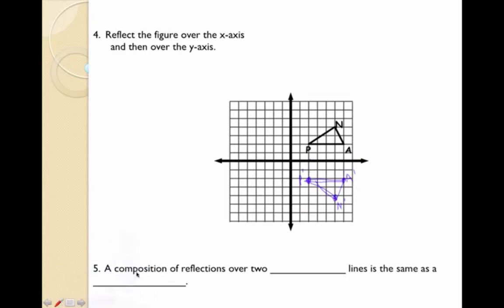Pick a new color. Then over the y-axis. So from here, go 2, go 2. From A, 1, 2, 3, 4, 5, 6. So this is now P prime. This is now A prime. In 1, 2, 3, 4, 5. N prime.